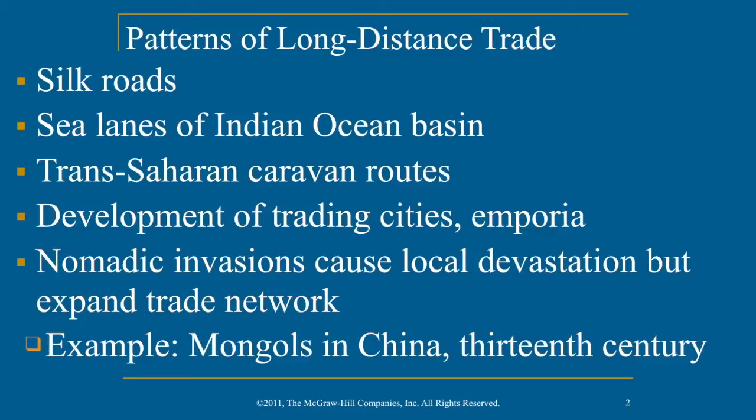We also have, at the same time, the sea lanes of the Indian Ocean Basin. As Eastern Asian cultures moved their goods to India, India was able to move a lot of those goods within the Indian Ocean Basin and get them to Eastern Africa, Southern Africa, and a little bit into the Mediterranean. We have the Trans-Saharan caravan routes that we talked about, facilitated by the use of camels.